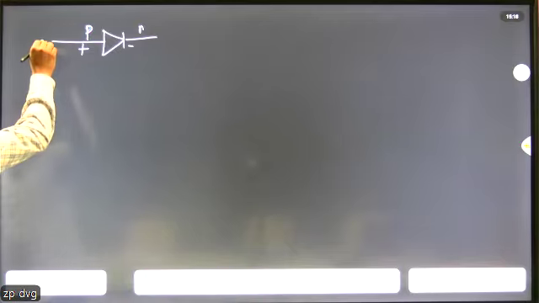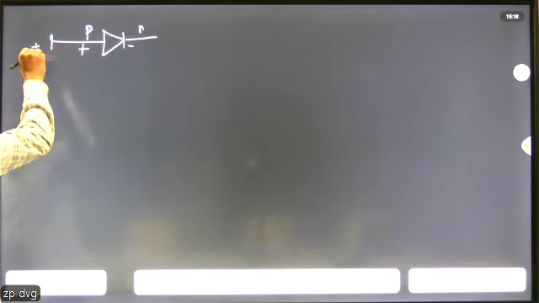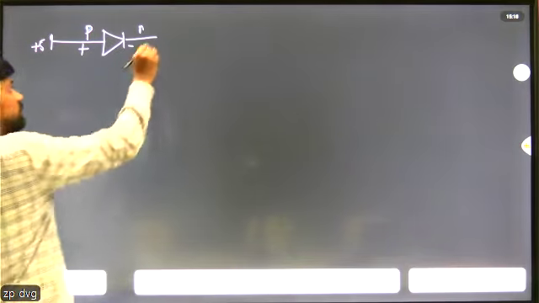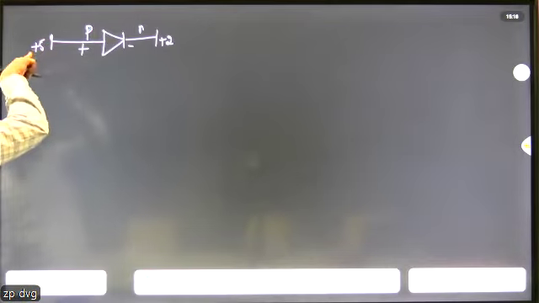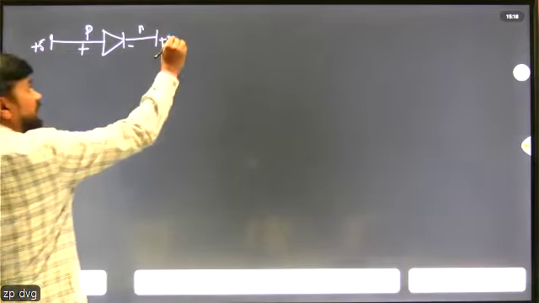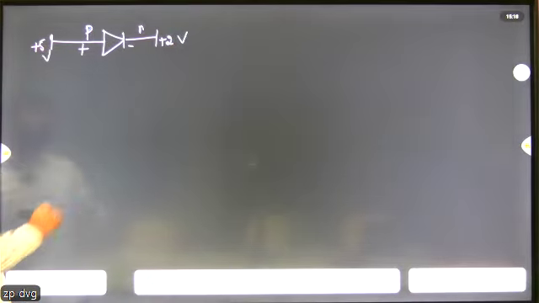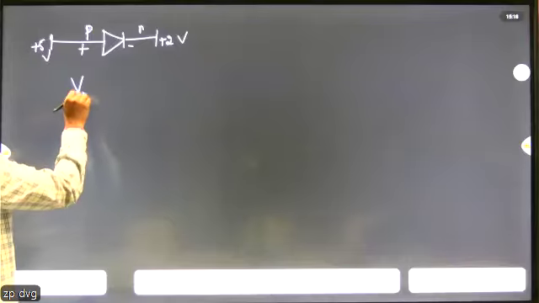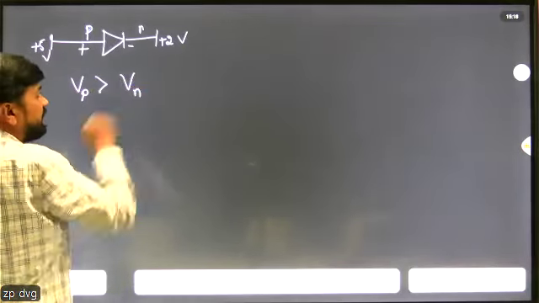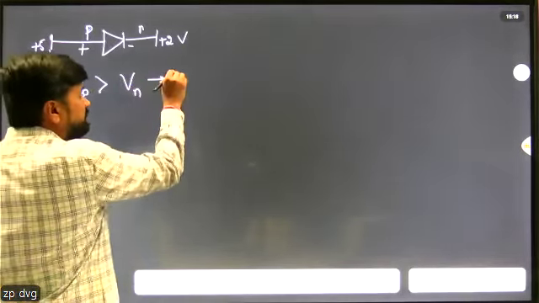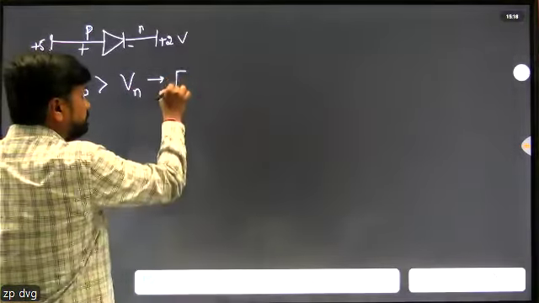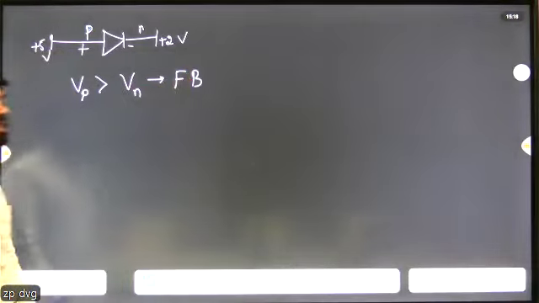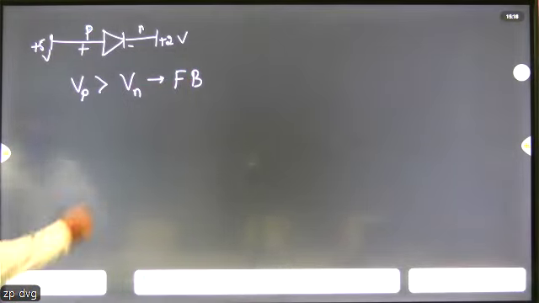So here, potential given to the P side, for example, plus 5 volt I'm going to give. Here I have given plus 2 volt. At the P side there is plus 5, at the N side I have given plus 2 volt. If the potential at P side is greater than potential at the N side, such a type of bias we can consider. Which bias will it be? Forward bias. Such a type of bias we can consider forward bias.